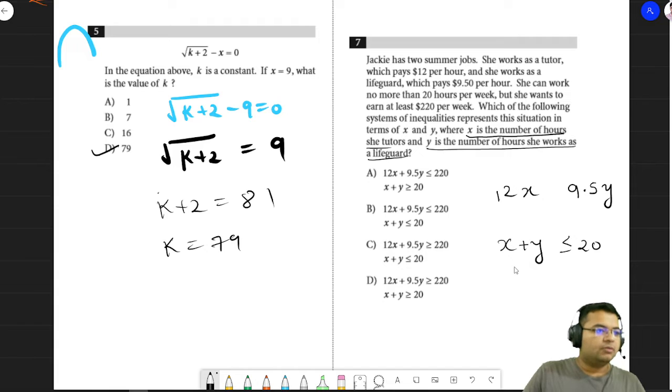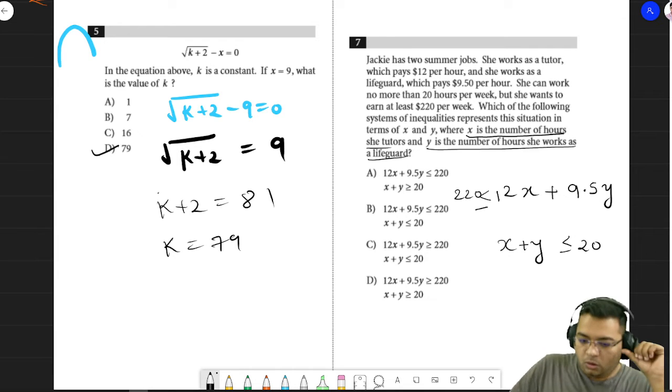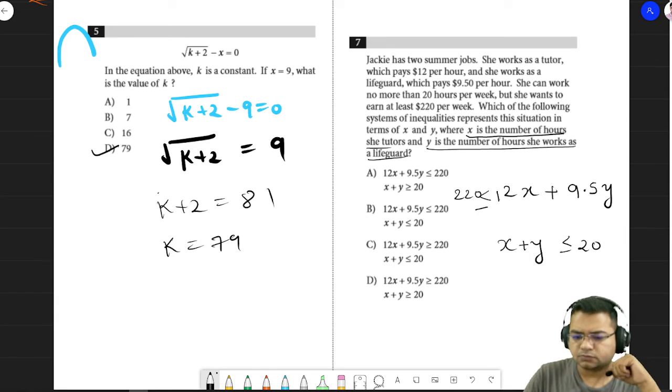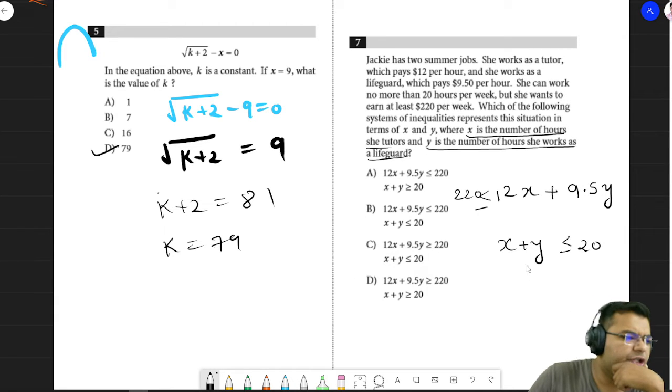But she wants to earn at least $220 per week. So the total earning will be 12x plus 9.5y, and it should be greater than or equal to $220, because 220 is the minimum amount she wants to earn. So we need to find these equations: x plus y is less than or equal to 20, and 12x plus 9.5y is greater than or equal to 220. Option C.